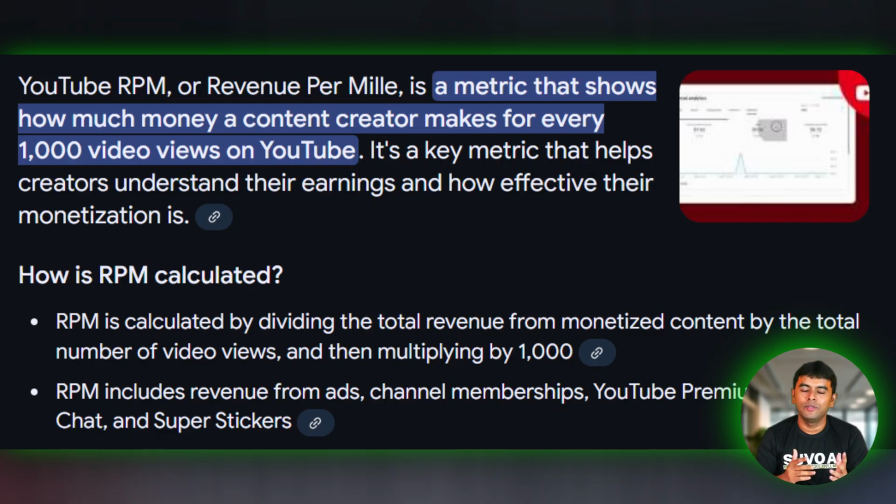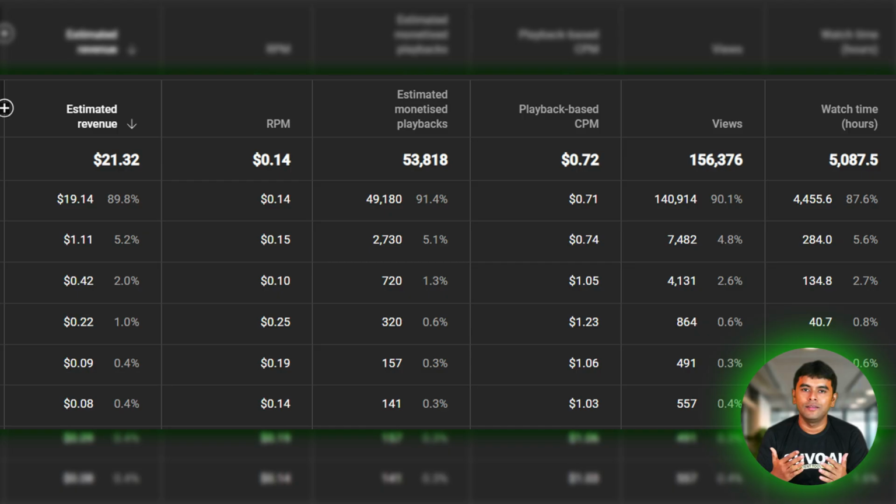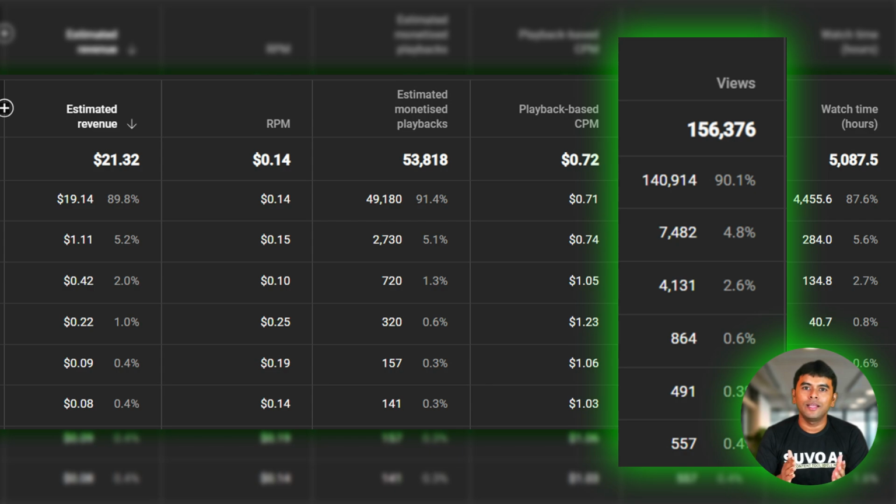It's a good indicator of how valuable your niche is, but it's not your direct income. That's where RPM, or revenue per mil, comes in. This is your cut. What you actually earn for every 1,000 views on your videos, after YouTube takes its share. A higher RPM means more money in your pocket.